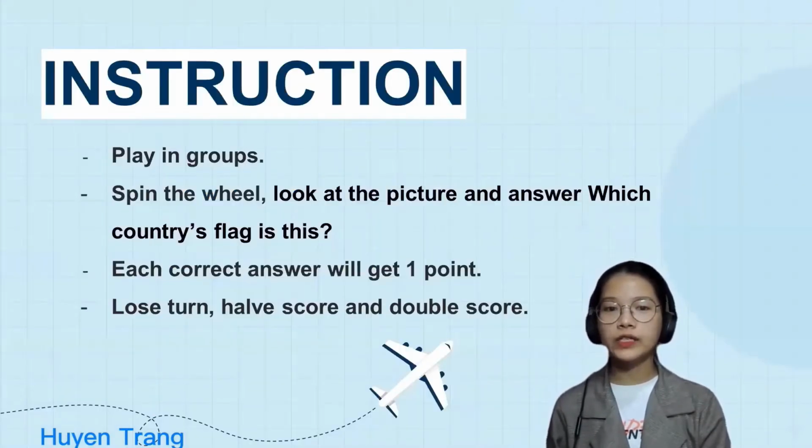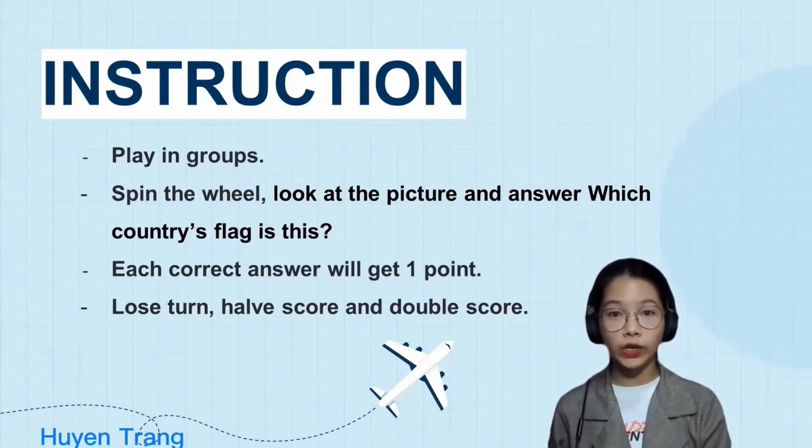In this game, we are going to play in groups, Group 1 and Group 2. Each group will take turns to spin the wheel, look at the picture and answer my questions. Which country's flag is it? And each correct answer will get 1 point. At the end of the lesson, the group with the highest points will get a present from me.